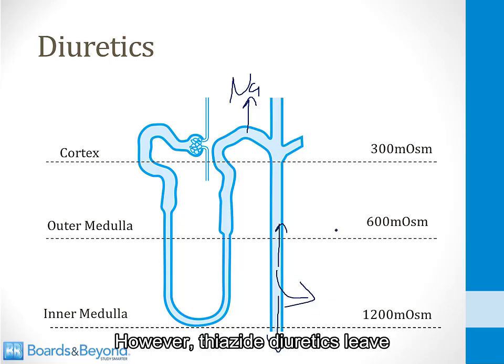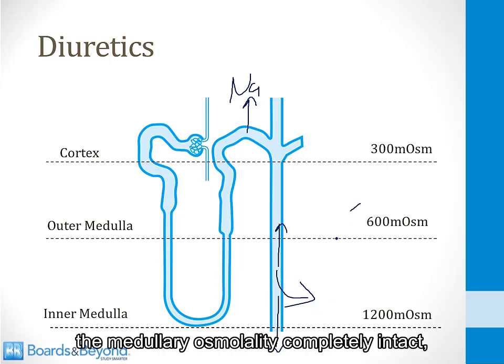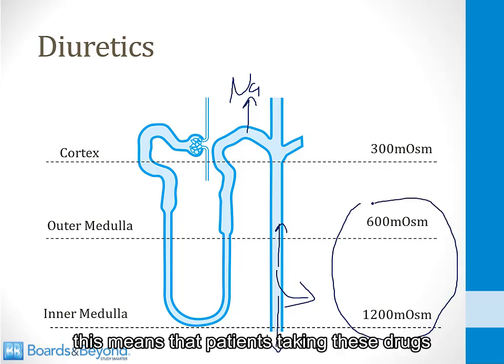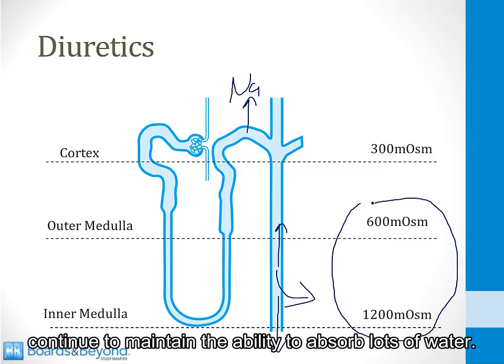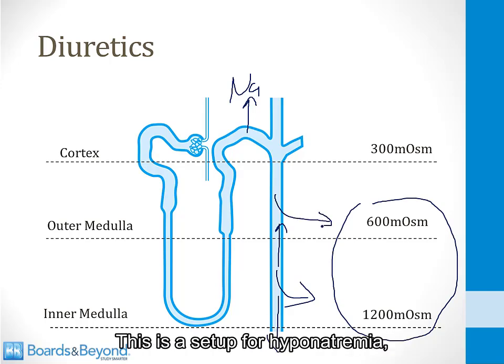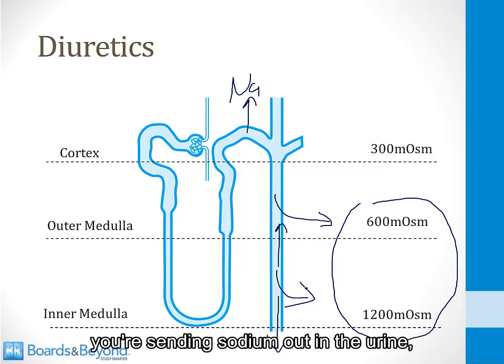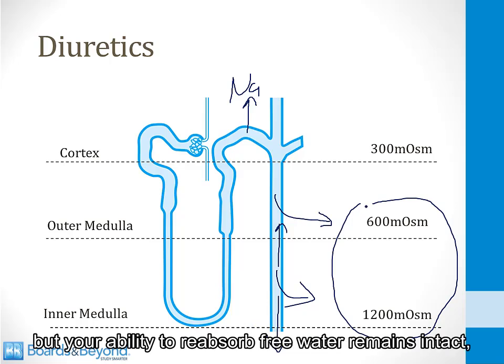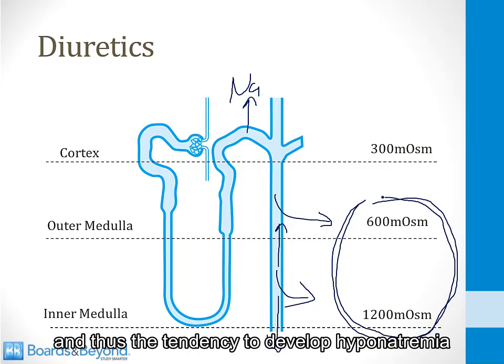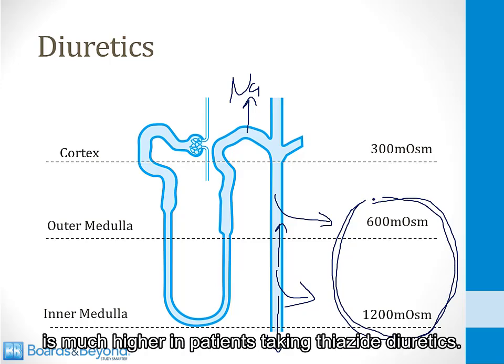However, thiazide diuretics leave the medullary osmolality completely intact. This means that patients taking these drugs continue to maintain the ability to absorb lots of water. This is a setup for hyponatremia. You're sending sodium out in the urine, but your ability to reabsorb free water remains intact, and thus the tendency to develop hyponatremia is much higher in patients taking thiazide diuretics.